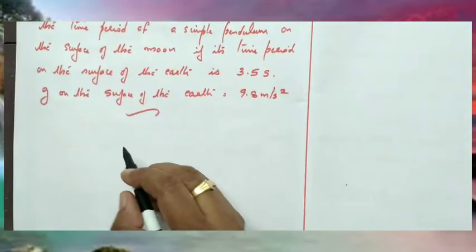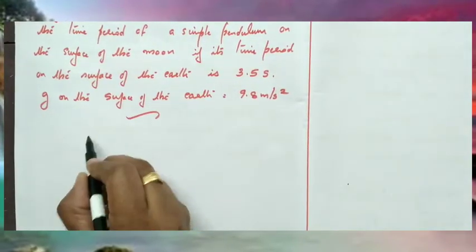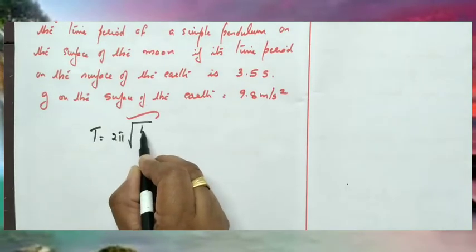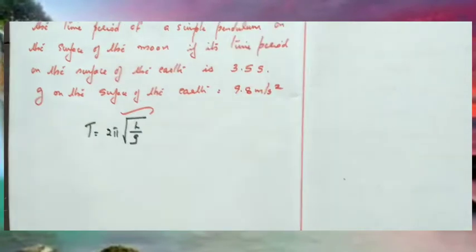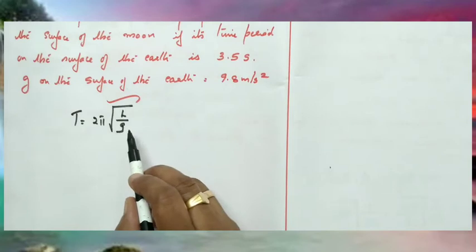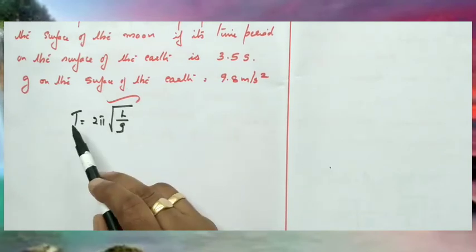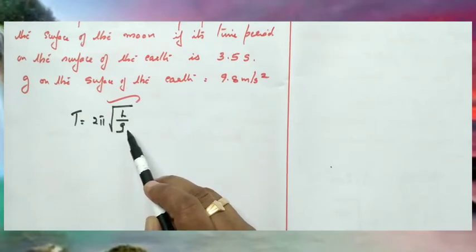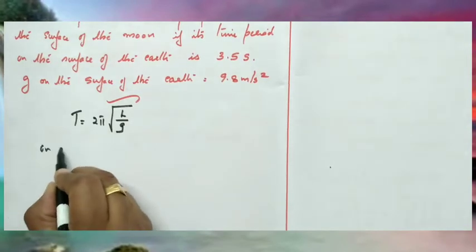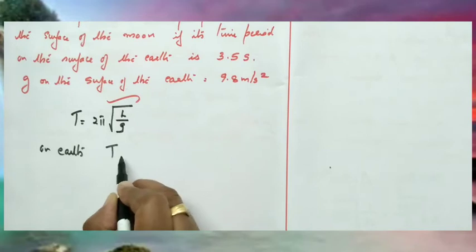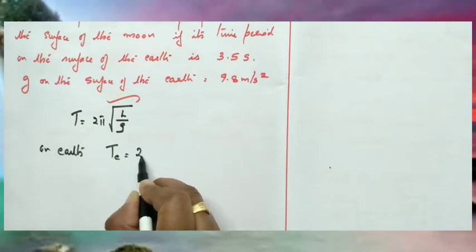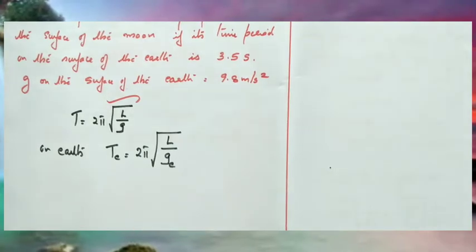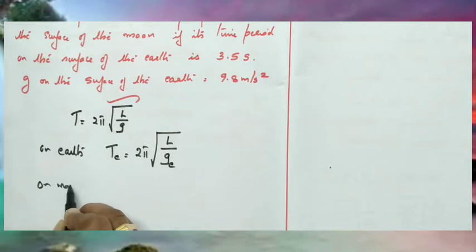Okay, so we have the formula for time period. What is the formula for time period of oscillation of a simple pendulum? Time period is 2 pi into root of L divided by g. Okay, that we know. Time period of oscillation of a simple pendulum is T equal to 2 pi into root of L by g, where T represents the time period, L represents the length of the pendulum, and g represents acceleration due to gravity. Now on earth, time period on the surface of the earth is equal to 2 pi into root of L divided by acceleration due to gravity on the surface of the earth. On moon, how will you write the same formula?